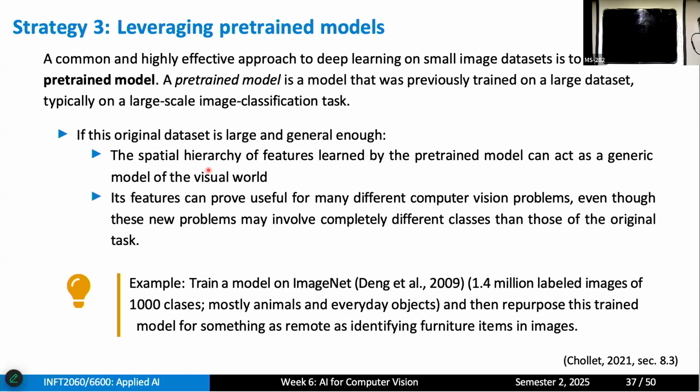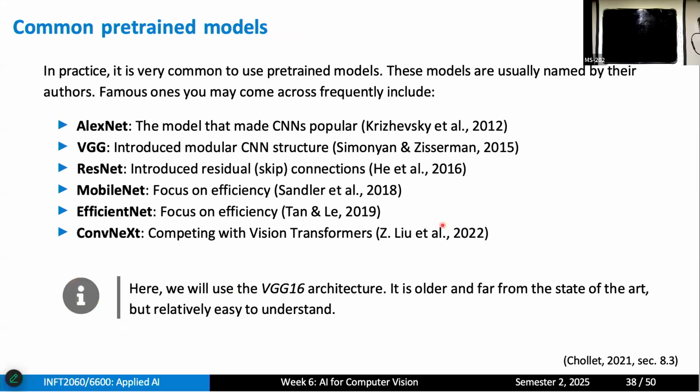So the spatial hierarchy of features learned by this kind of model can act as a generic model of the visual world, and its features can prove useful for many different computer vision problems, even though these new problems may involve completely different classes. So these are all the models we can consider as generic, okay?